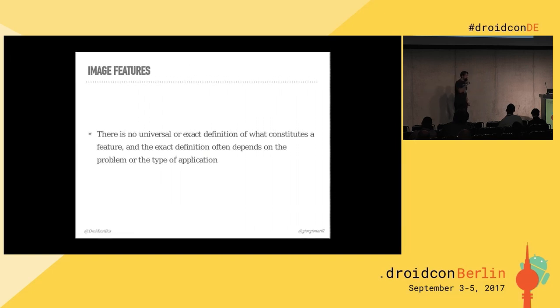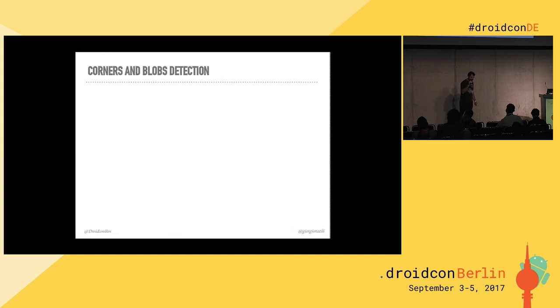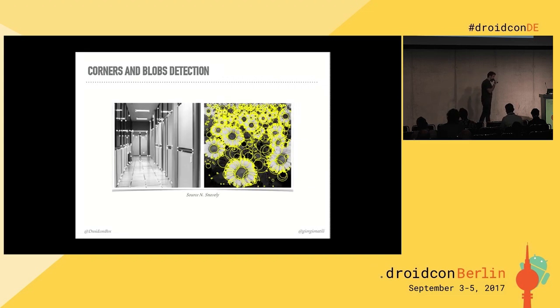So there is not an exact definition of image features, because the definition depends on the problem and the type of application that you're trying to implement, and the kind of problem that you're trying to solve. You can search for corners, you can search for blobs, you can be interested in edges, and so on. For instance, here we have two images. The one on the left is the representation of corner detection, and the one on the right is the representation of blob detection. These are two features that you can get out of every single image.